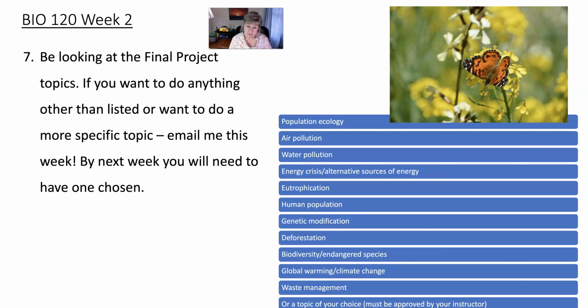If you don't see one that you like, if you're interested in something else, all you have to do is email me and I'll see if it's appropriate and I will give you the okay if it is different from any of these topics. So make sure you email me this week if you want to do something other than what is listed here. Next week you have to get started on this, so you have to have a topic picked. So let's talk about a few of these.